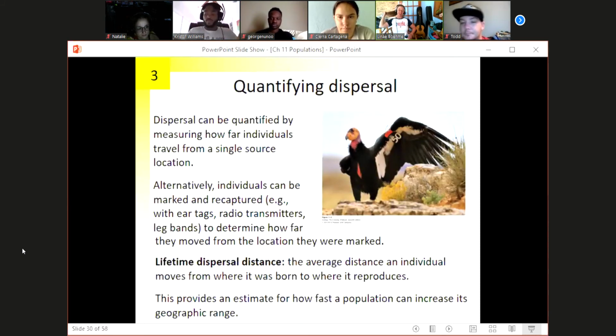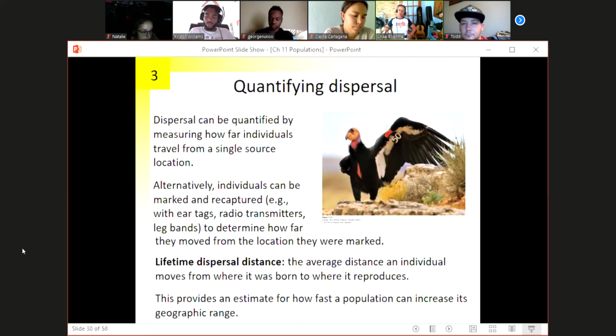But we can use these things. We can use tags in a different way. You can use them locally for mark recapture, but we also use tags to quantify how far organisms go from where they were born. So this is a condor, and he doesn't look too happy about being labeled with number 50. I think he was hoping for a luckier number.